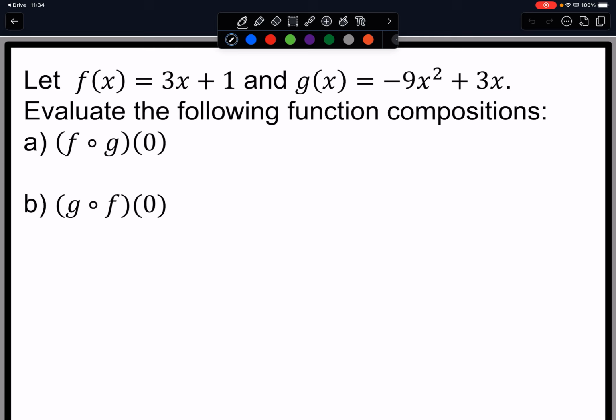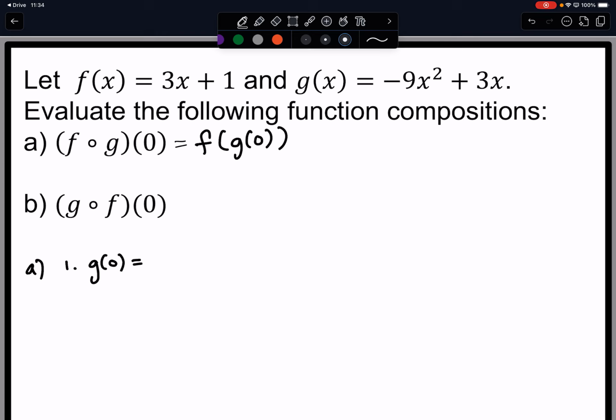To do this composition for a, we are going to follow the following order. We're going to evaluate the function g at the value of 0, and then evaluate the function f at g of 0. So for letter A, we're going to start with step number 1, which is g of 0.